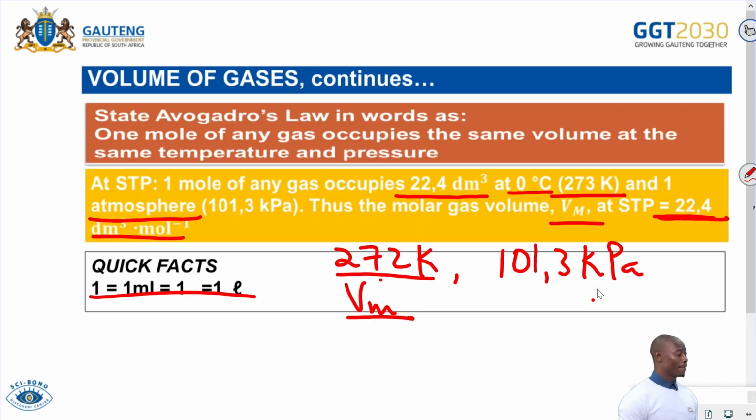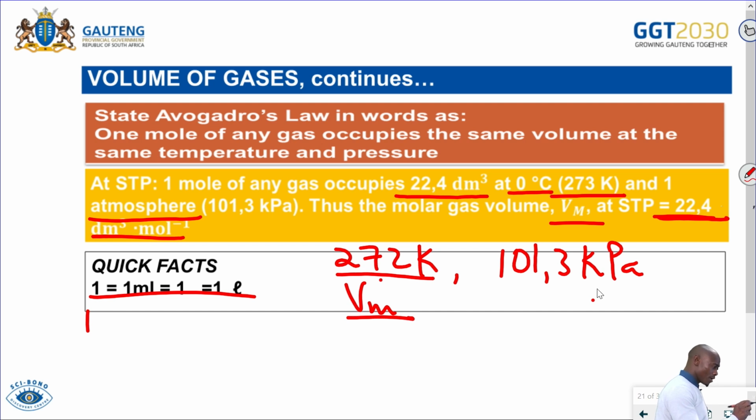Okay, then another thing which is important, learners: it's not always the case that when they want us to calculate the number of moles of a gas, they will give us volume in cubic decimeters. They can give us volume in cubic centimeters, they can give us volume in milliliters, they can give us volume in liters, right? So what do you need to know?